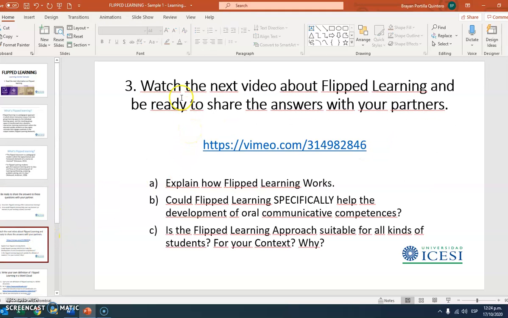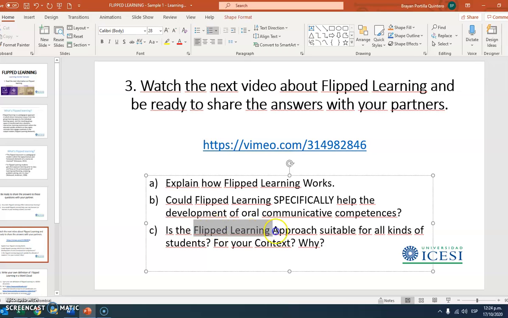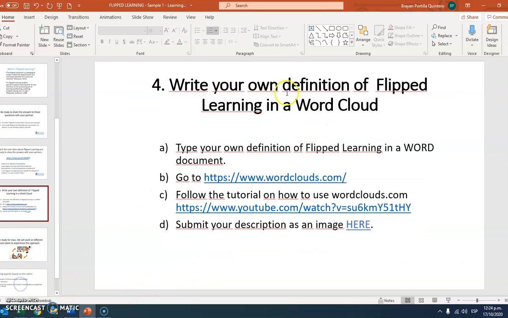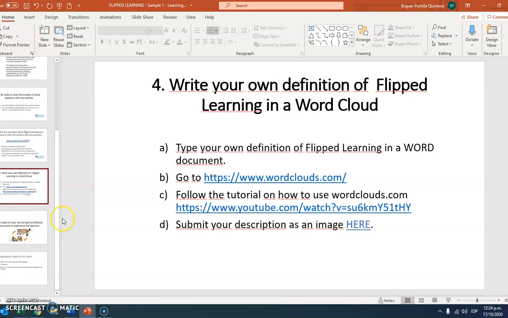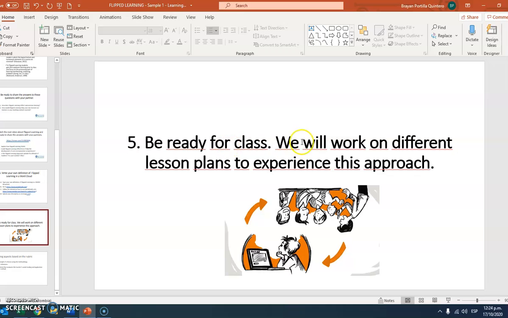Then the Learning Center is asking the teacher to watch a video about flipped learning with some activities to reflect. These questions that reflect are the part in which the teachers are offered the opportunity to reflect on the teaching methodology and to see the application in the teaching practice. Then you write the definition, so you can pay attention to how this is being evaluated, and then they have to share the information in class.